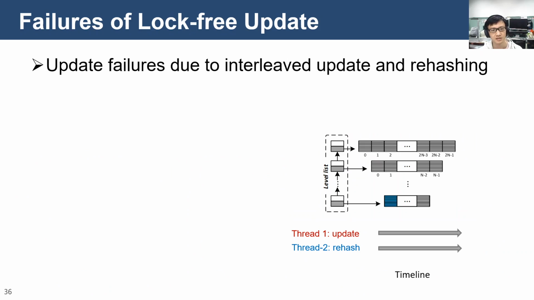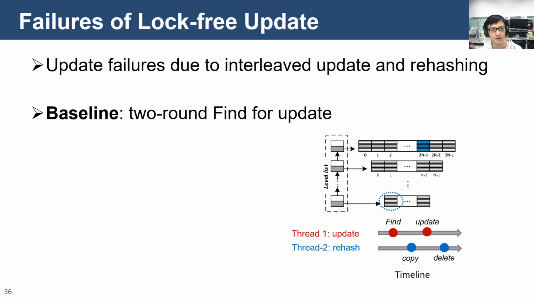However, even with content-conscious find, the interleaved update and rehashing may lead to update failures. As shown in this example, thread 1 first finds the item to be updated. Thread 2 copies the pointer to the item to the first level for rehashing. After thread 1 updates the pointer to the updated item, the contents in the slots are deleted by thread 2, thus leading to update failures for thread 1.